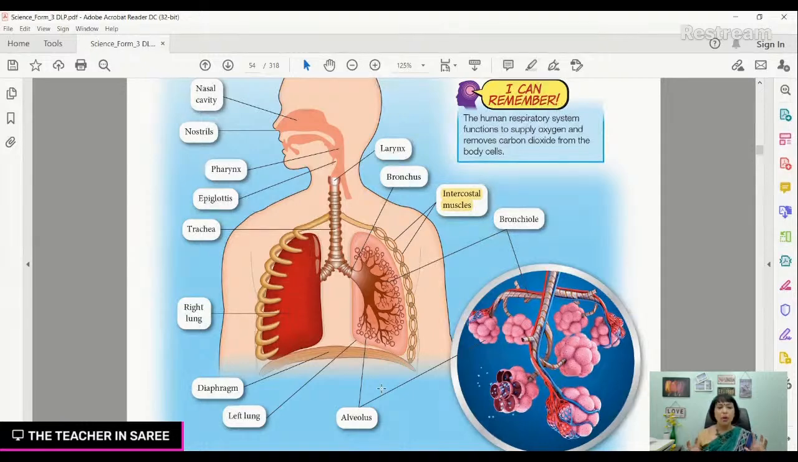Then your respiratory organ is your lungs. Your respiratory surface is your alveolus. Respiratory surface means the minute, most detailed part where exactly the gaseous exchange occurs. This is the point of the exchange. So that is why the alveolus is called the respiratory surface.